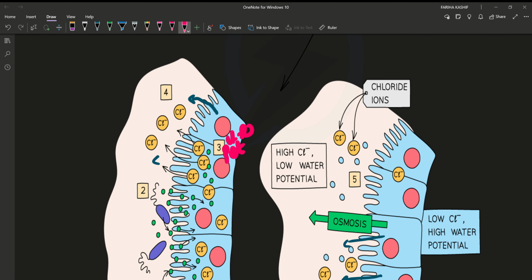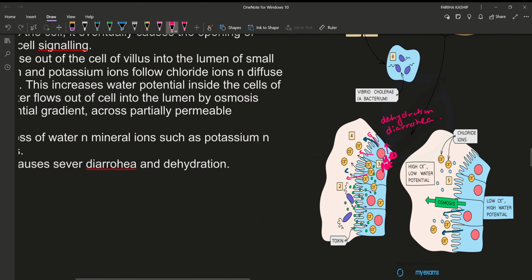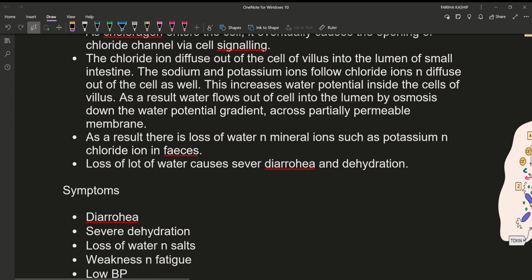What happens to the water potential of the epithelial cell? It will increase, due to which the epithelial cell will lose a large amount of water along with chloride, potassium and sodium ions. This causes dehydration, or this causes diarrhea. Fine. So this is what happens in cholera. Loss of water causes severe diarrhea and dehydration.